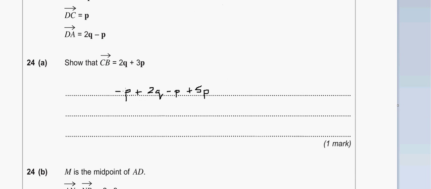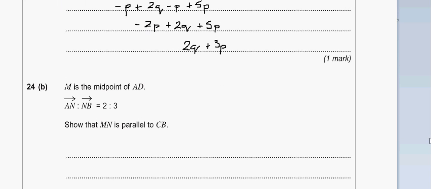So minus p will give me minus 2p plus 2q plus the 5p. So we have plus 5p. Now this can be simplified. We have minus 2p plus 5p. So that will give me 2q plus 3p. Okay, and that does give me that. So I know I'm okay.